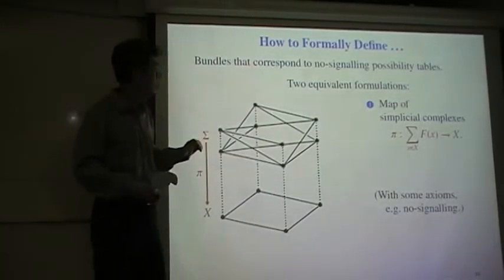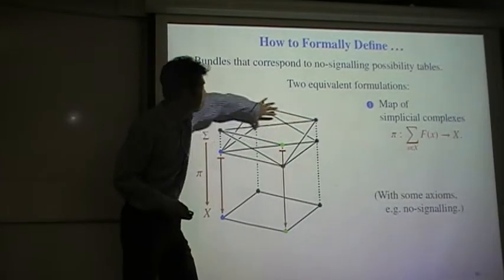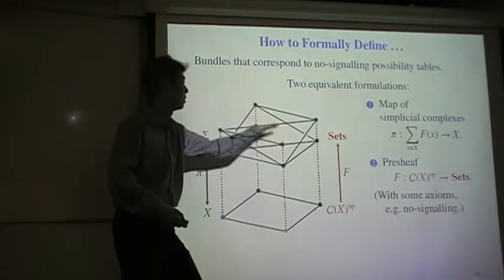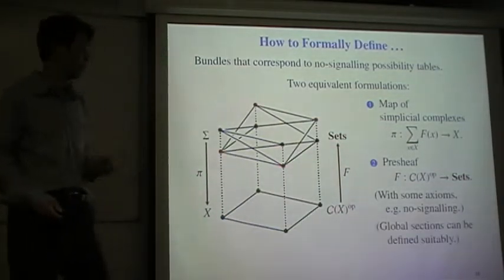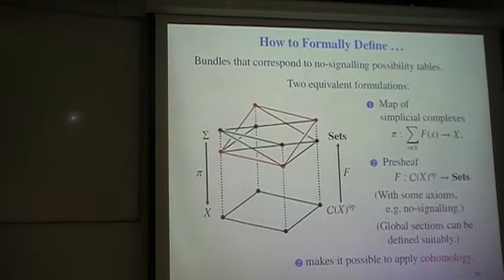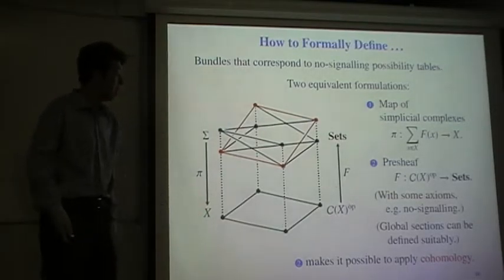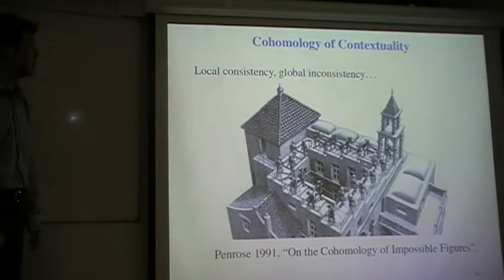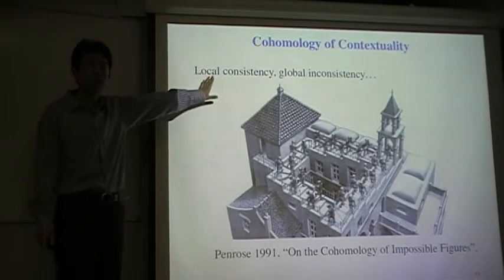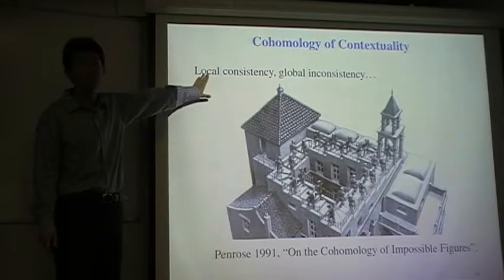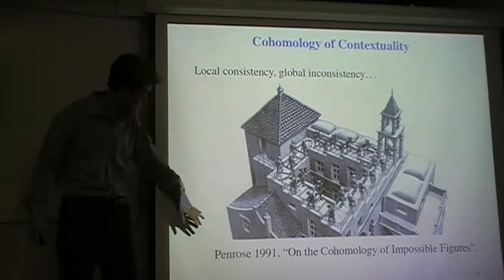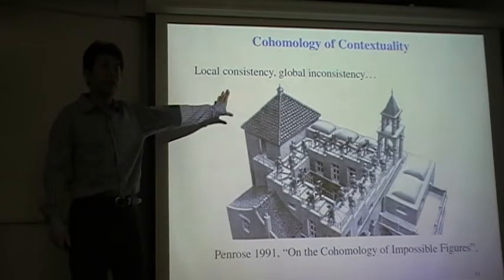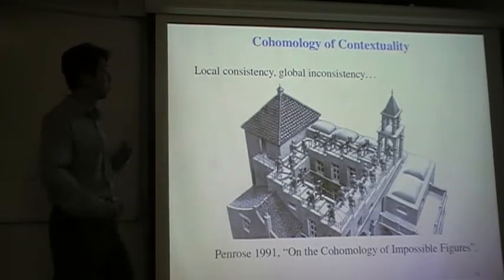Actually, two equivalent formulations. One is to send the simplicial complex down to another simplicial complex, or start from a simplicial complex and take a presheaf for that. Those are equivalent. And then the point is that the second formulation allows you to apply cohomology, which is the nice bit, because cohomology is good at capturing local consistency versus global inconsistency, as shown by some famous guy named Penrose about his work on the issues in impossible figures.